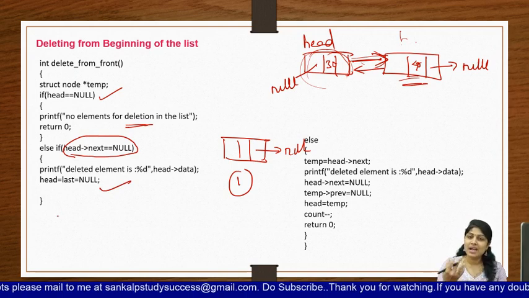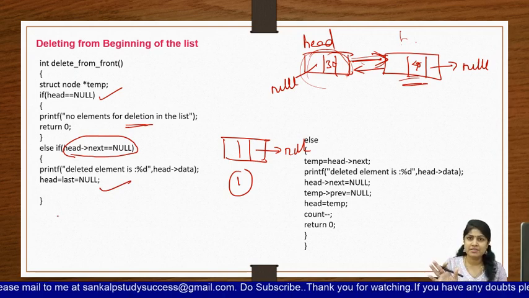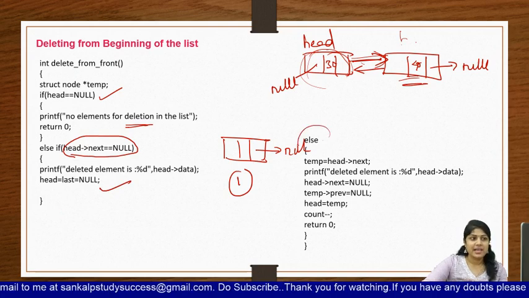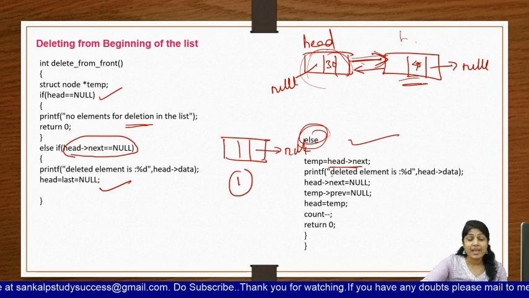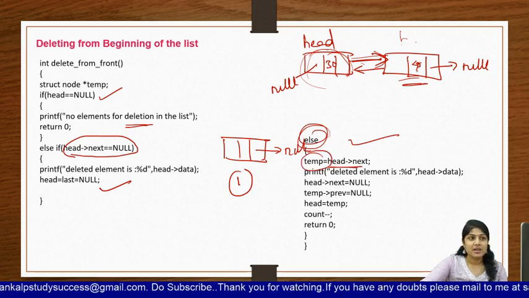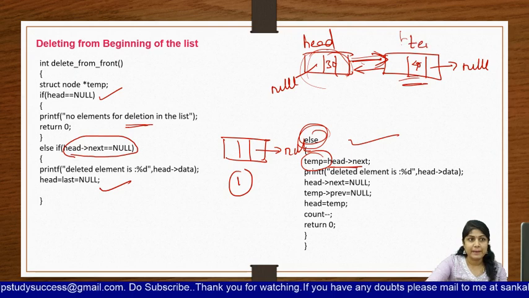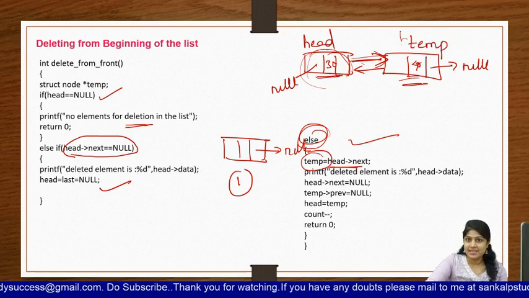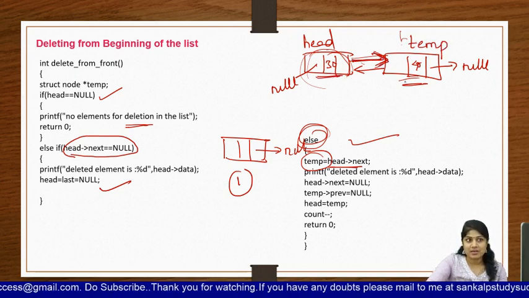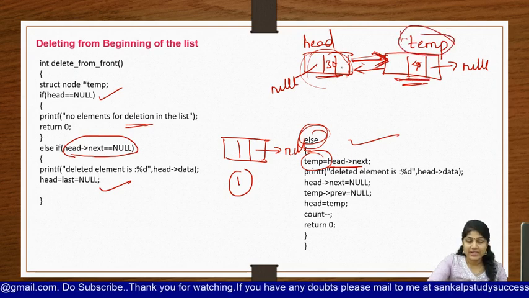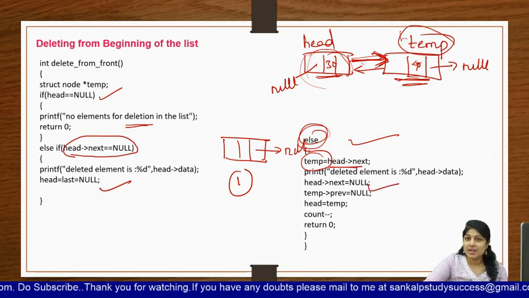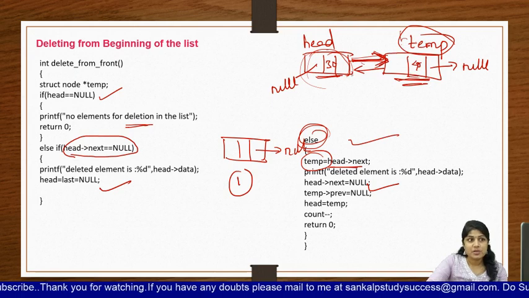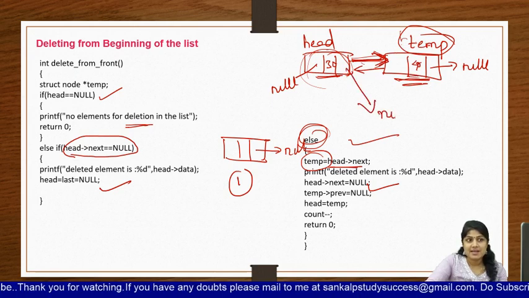Head equal to null, last equal to null. That means no elements. Fine. Else, then what we have to do? Head to next, we take it as temp, right? Now what is my temp? This is my temp. Head, this is one, right? Head to next is what? This is the node. This node I treat as temp. Now head to next equal to null. Okay, I assign this as a temporary variable. So the next position I assign as null.